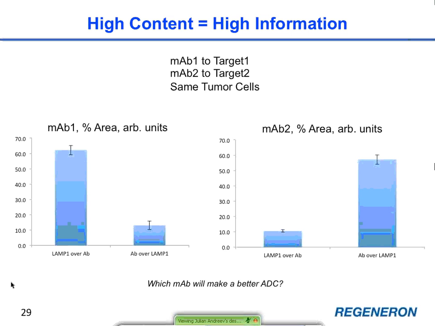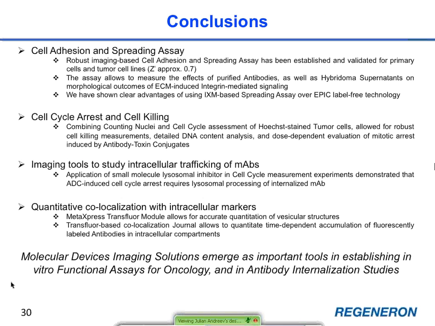We find in one case that high percent of lysosomal compartment is occupied by antibody 1, but only a small percent of it goes there, while more than 50% of antibody 2 on the right panel is in lysosomes, but occupying a small percent of the compartment. So the question to us, I'm going to leave you with, is which antibody is going to make a better ADC? Right? So I'm going to finish my talk now, and let me just finish with some conclusions.